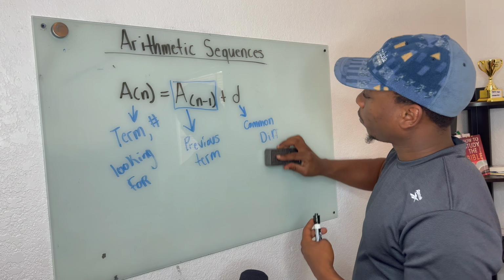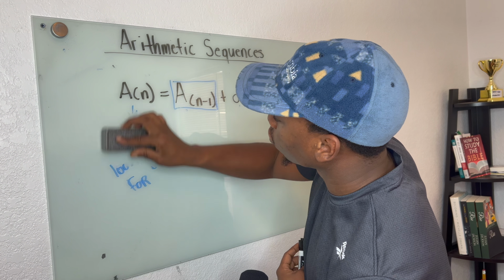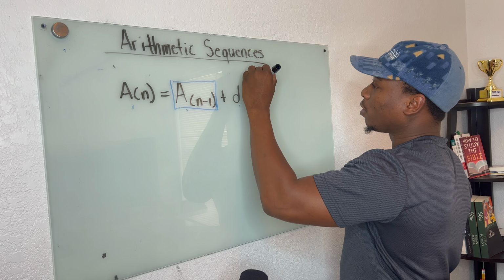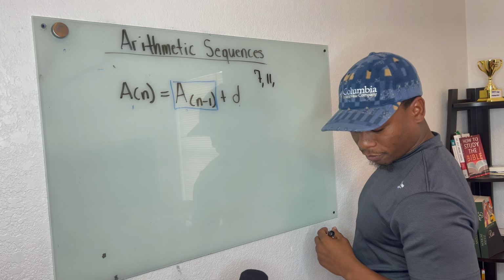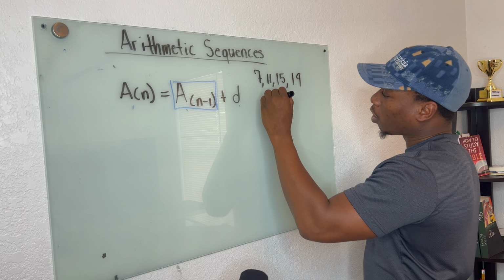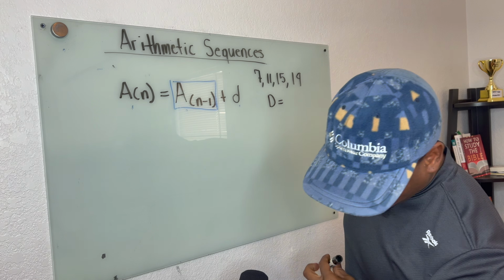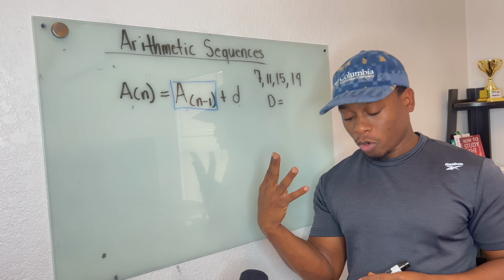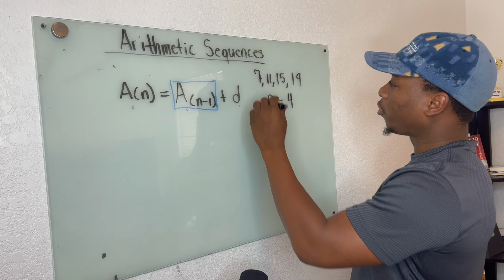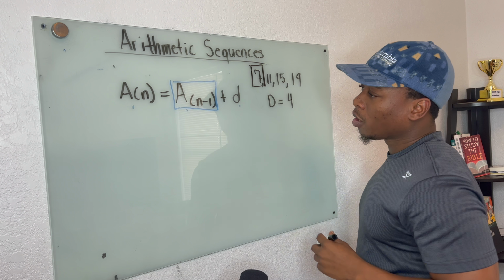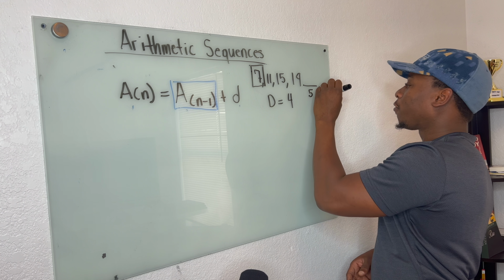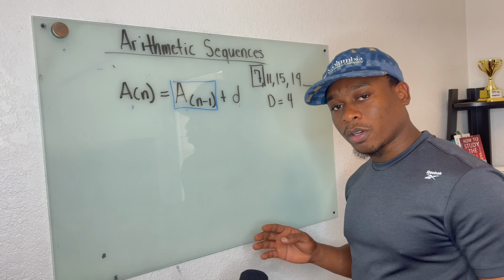So let's erase. They gave us a list of numbers, and the list of numbers is going to be 7, 11, 15, and 19. So when we look at the common difference, which is d, we all are going to notice that it has a common difference of 4. That's the first thing we need to know. And we know that the first term in the sequence is 7. Now they're asking us to identify the fifth and the sixth term. But we're just going to focus on the fifth term first.